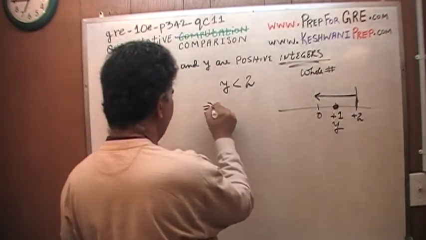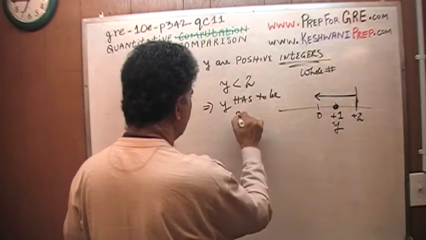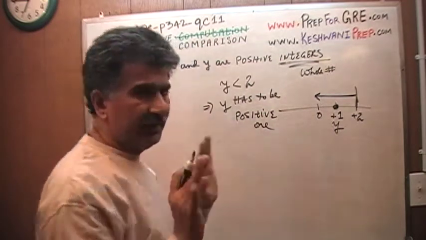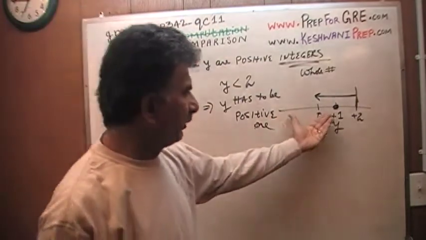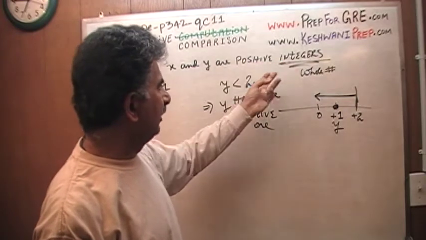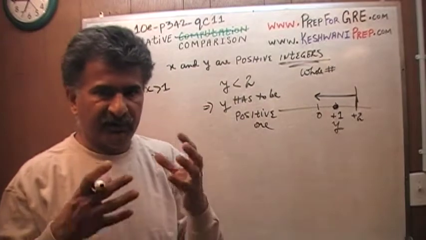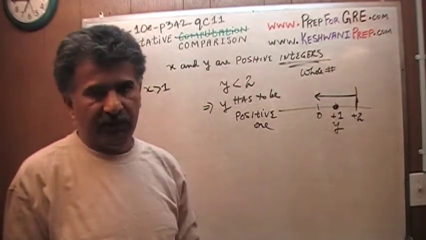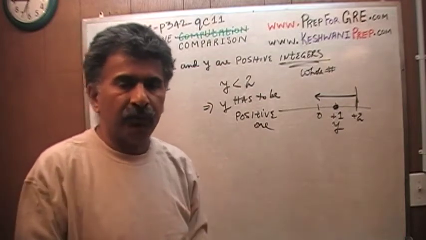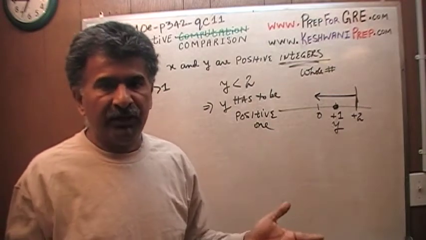This tells us that y has to be positive 1. It cannot be any other value, because after that we have a 0 and then we have negatives. So it has to be positive, it has to be a whole number, it has to be less than 2. It cannot be negative 3, it cannot be a fraction, and it cannot be 2, it has to be less than 2. There is only one value that will satisfy all of those three conditions, which is positive 1.